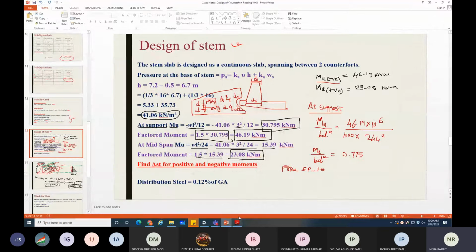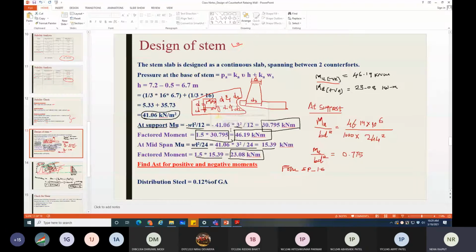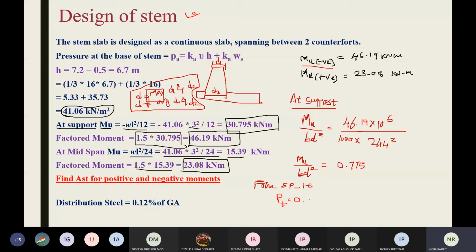So I am taking that value over here. pt is 0.233. Right, so this is my percentage steel. Here only you need to check that your pt is more than pt minimum, that is 0.12%. If not, at least you need to consider 0.12%. So this is about your percentage steel 0.233.